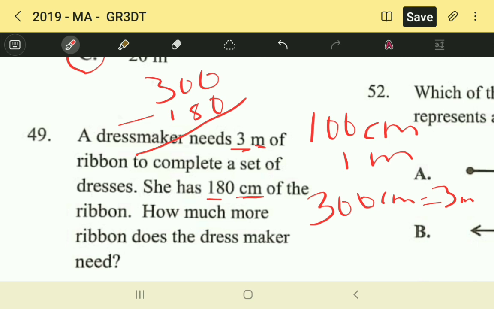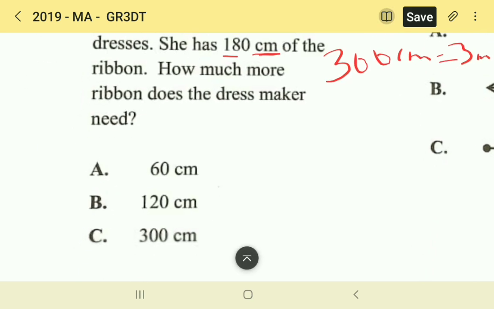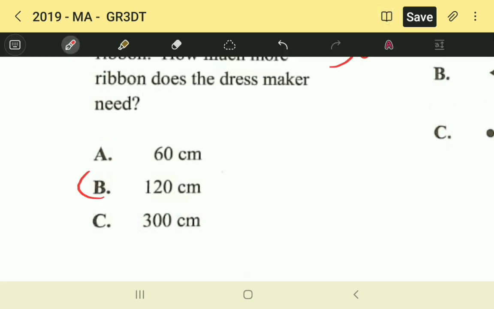But for those who want to work it like this, 0 from 0 is 0, 8 from 0, oh, see my head going so fast, 8 from 0 you can't, so you rename. So you're taking out a group of 100, leaving 2, and you're renaming it to 10s. The 8 from 10 is 2, so you have a 20. 100 from a 200 is 100. So we're looking for 120 centimeters, and that's at the B.